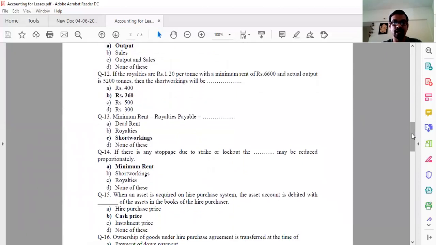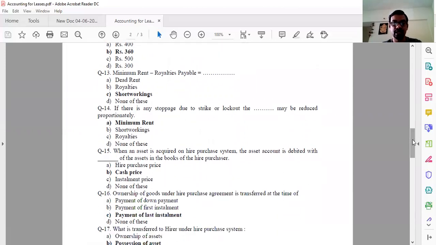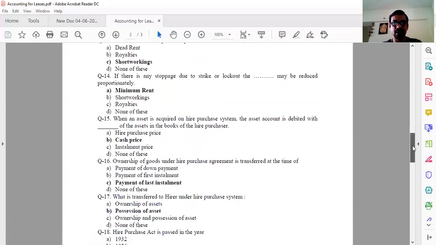Minimum rent minus royalties payable is equal to dead rent, royalties, short workings, or none of these. The right answer is short workings. If there is any stoppage due to strike or lockout, the dash may be reduced proportionately. Minimum rent, short workings, royalties, none of these. The right answer is minimum rent.